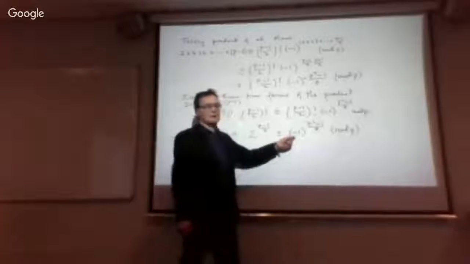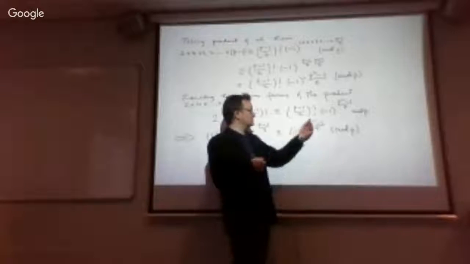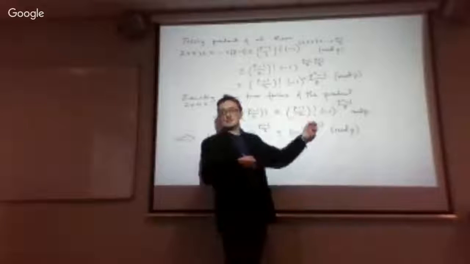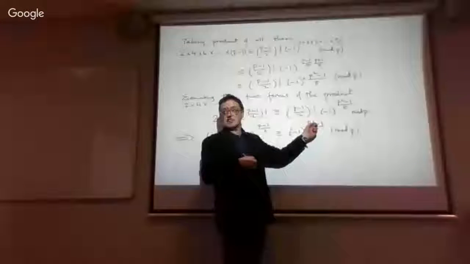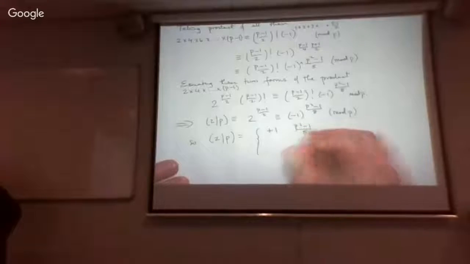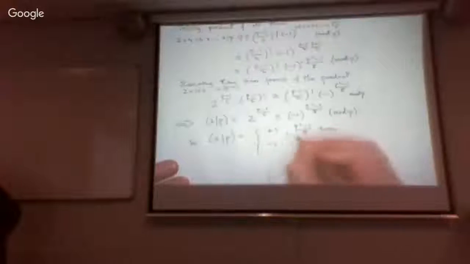Now, how do we analyze this to see what value pops out? It's exactly what you said. It's a power of minus 1. So if this exponent is even, it's going to come out as plus 1. If the exponent is odd, it's coming out as minus 1. So the Legendre symbol of 2 mod p is plus 1 when (p squared minus 1) over 8 is even, and minus 1 when (p squared minus 1) over 8 is odd.